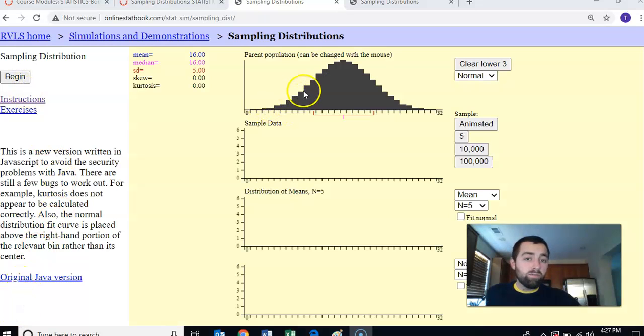So let's start off with what we have right here. This is what's called a population. There's all sorts of different populations. We'll say that this is the population of U.S. men, and in particular, it plots how many days a month U.S. men work out.